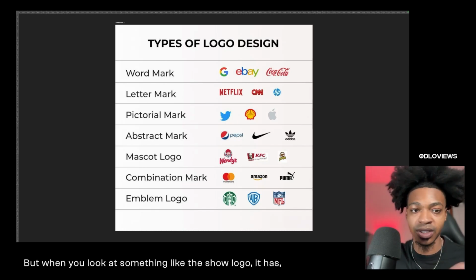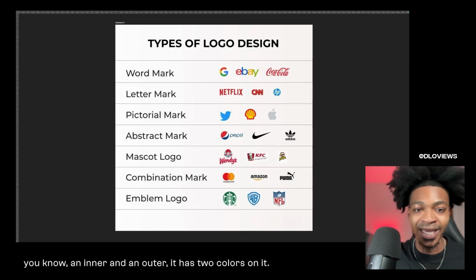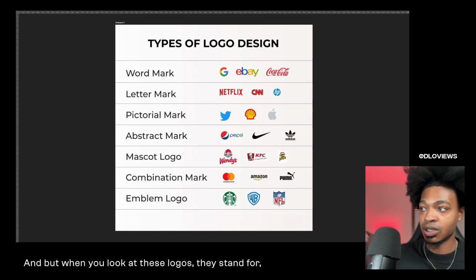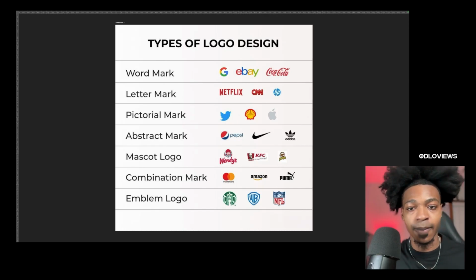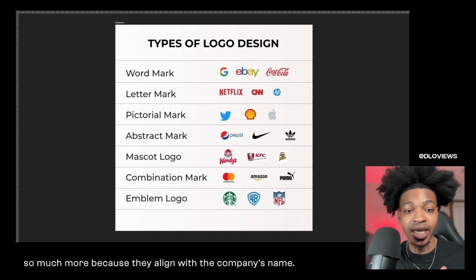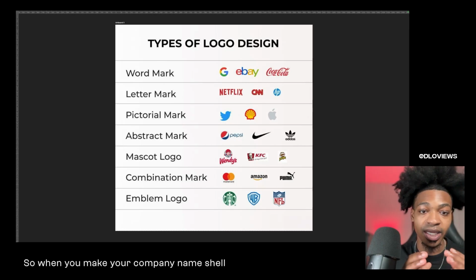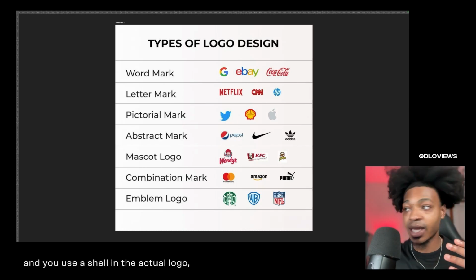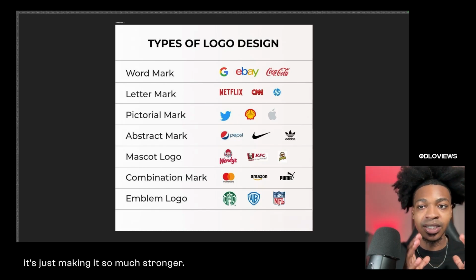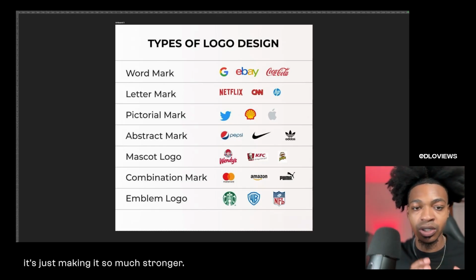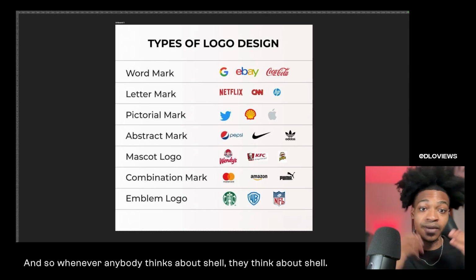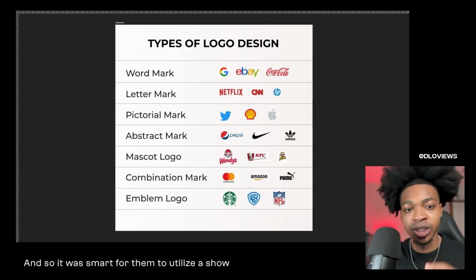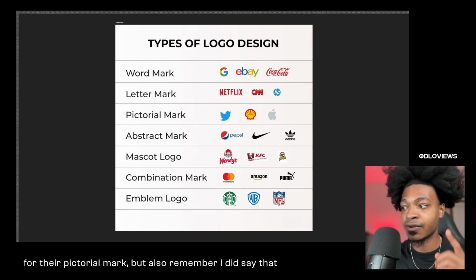But when you look at something like the Shell logo, it has an inner and an outer. It has 2 colors on it. But when you look at these logos, they stand for so much more, because they align with the company's name. So when you make your company name Shell and you use a shell in the actual logo, it's just making that relation with that object so much stronger. And so whenever anybody thinks about Shell, they think about shell. And so it was smart for them to utilize a shell for their pictorial mark.